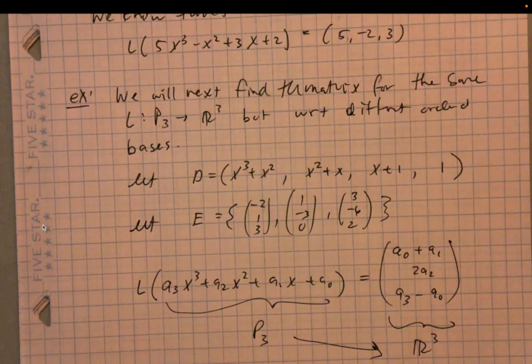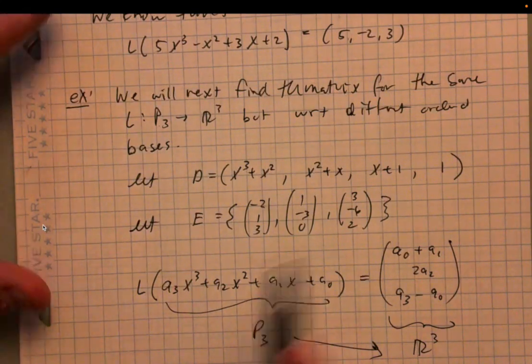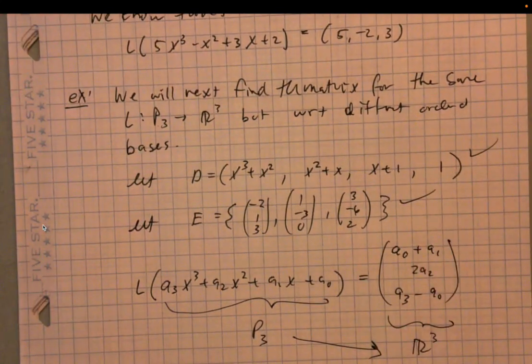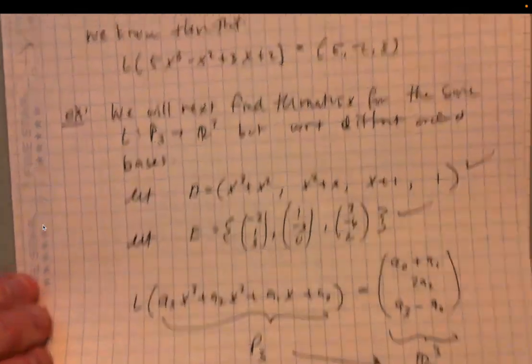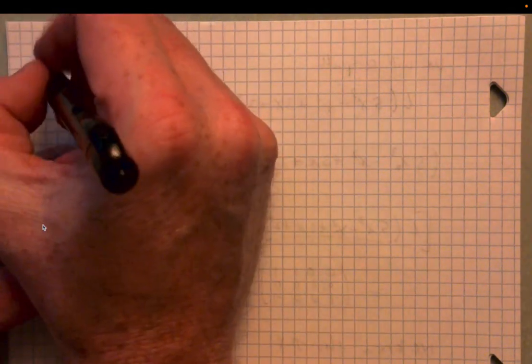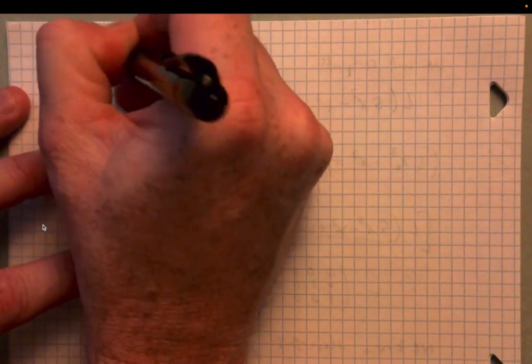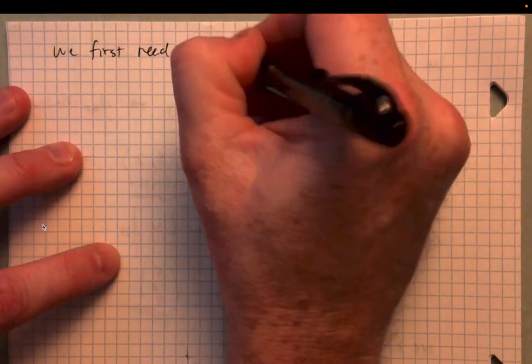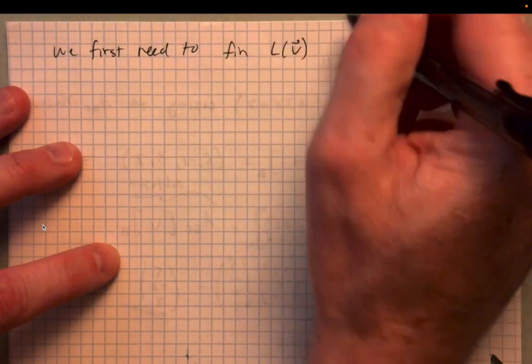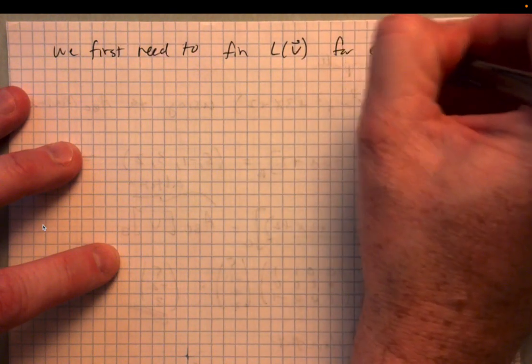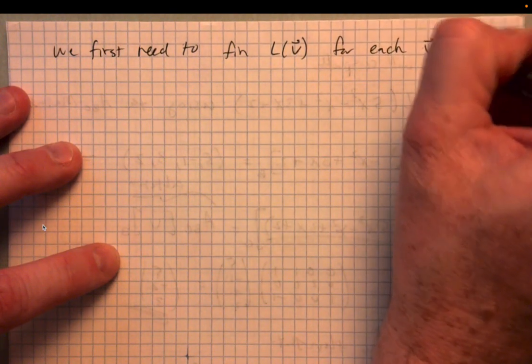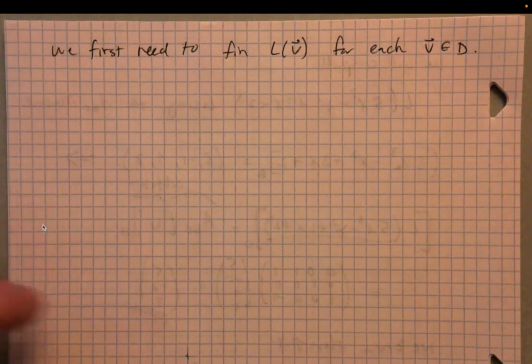Okay, and so what we want to do is find the matrix of this linear transformation, but with respect to these more complicated bases. So what do we do? Well, the first thing we need to do is take each of the basis vectors and run them through the linear transformation. So we first need to find L of v for each v in D. Okay, so let's do that.